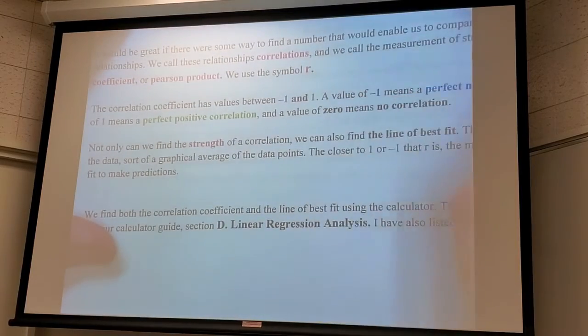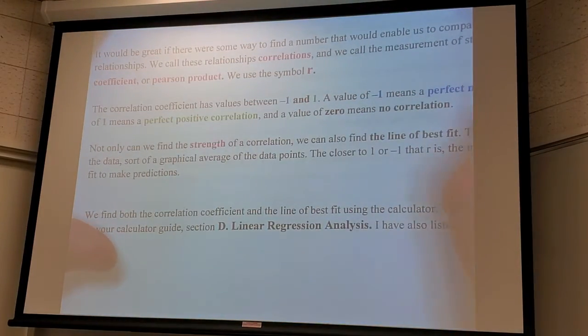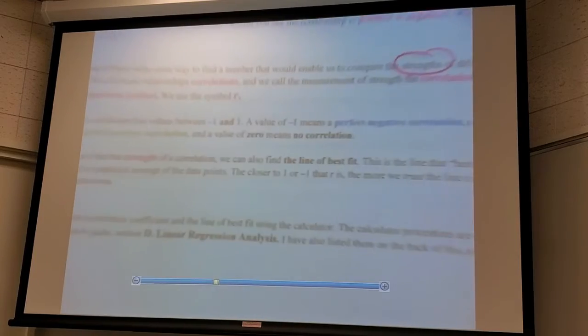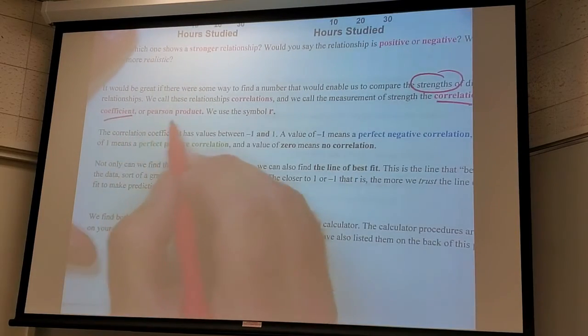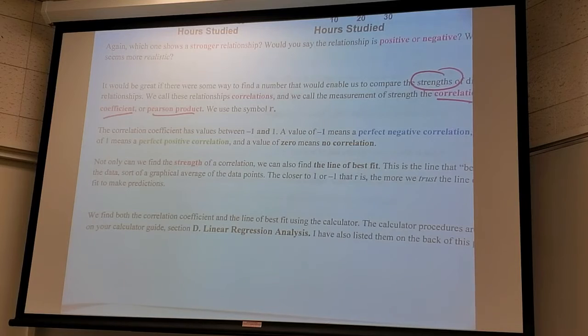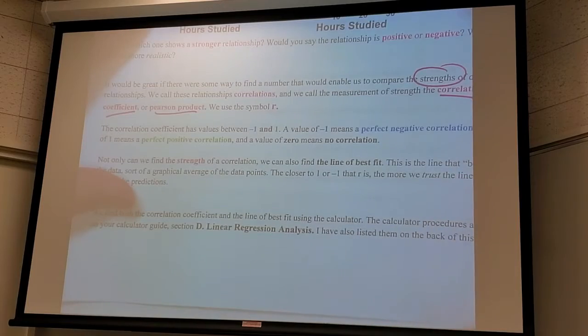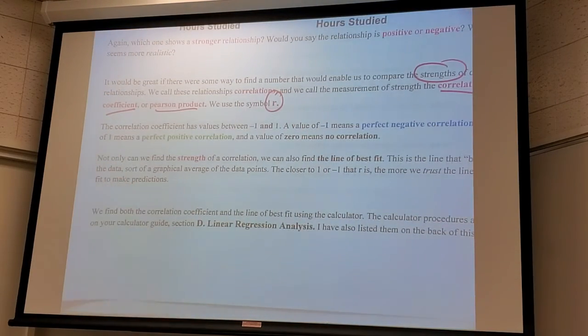So we are going to talk about the strength number. We're going to want to calculate a number that tells me how strong the relationship is. And that thing is called the correlation coefficient or the Pearson product. None of those words start with the letter R, so we use the letter R to represent that. Sorry, it's just the way it is. Math. So, if R is 0, what do you think that means?